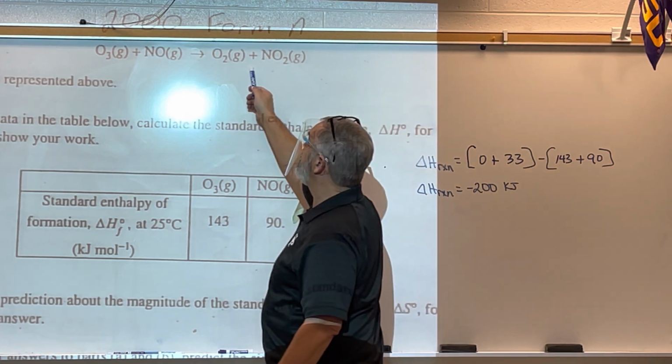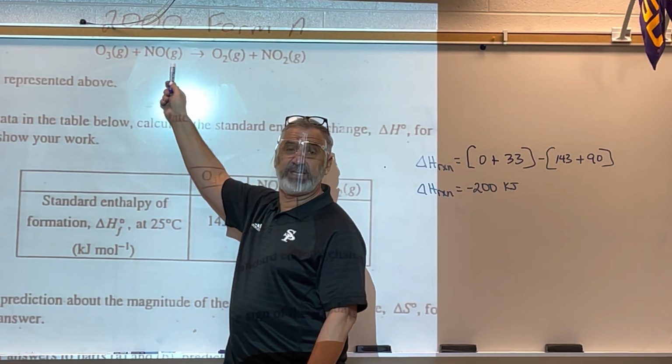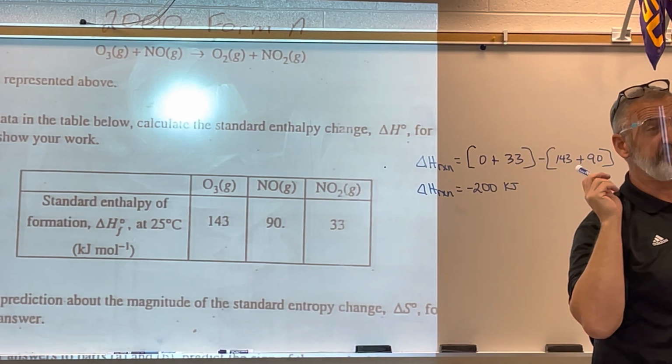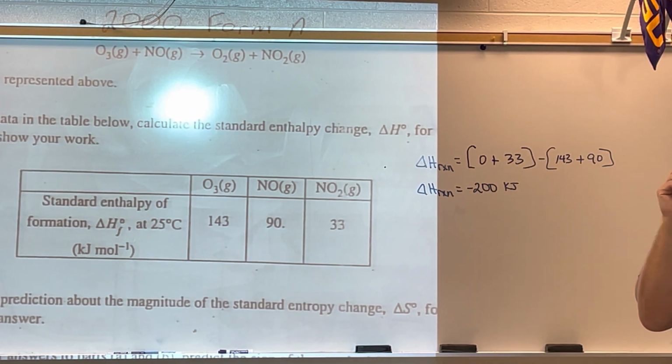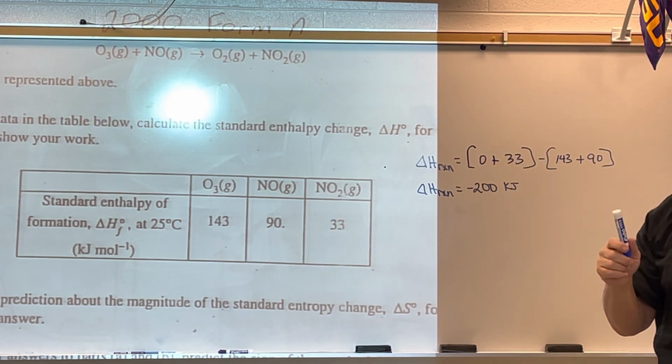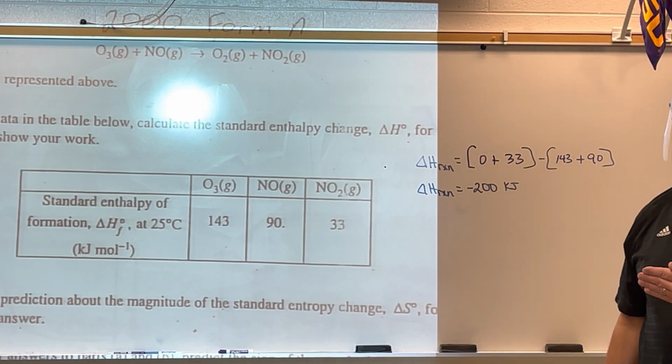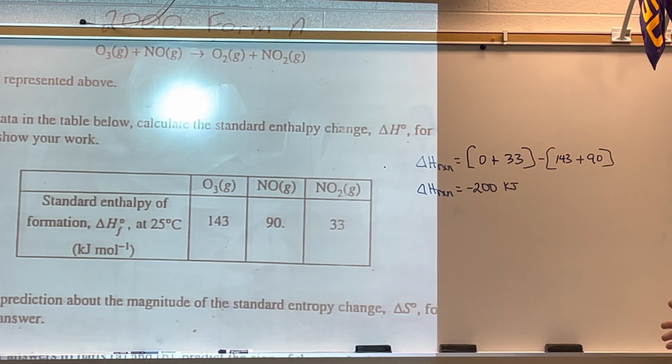How do we determine delta S from an equation? Moles of gas. What's the difference in moles of gas here? 0. So what do we expect about the magnitude of delta S? Small. It's going to be very small, near 0. So entropy change isn't going to have much of an effect on this one because the moles of gas equal each other.